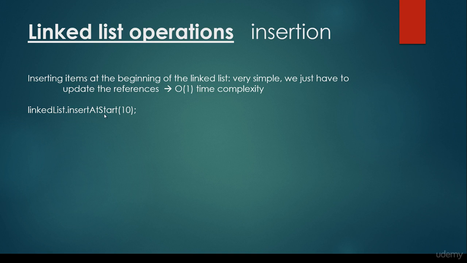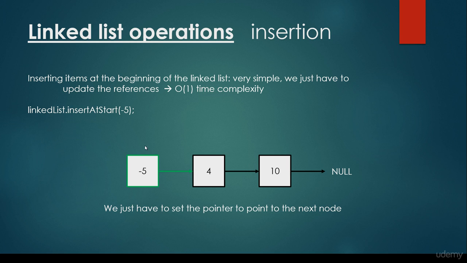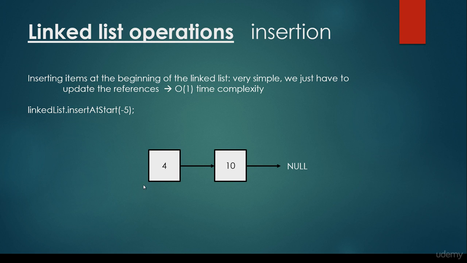So this is what we have been discussing: if we would like to insert items at the beginning, we are going to insert it to be the head. It's going to point to a null or a None in Python. If we would like to insert 4, then it's going to be the head of the linked list, and we set this new node to point to the previous head of the linked list. So basically we just have to update the references. We would like to insert -5. We instantiate a new node. It's going to be the head, and we set the pointer to point to the previous head of the linked list, because before inserting -5, the 4 was the head of the linked list.